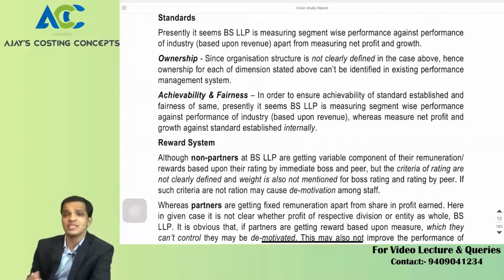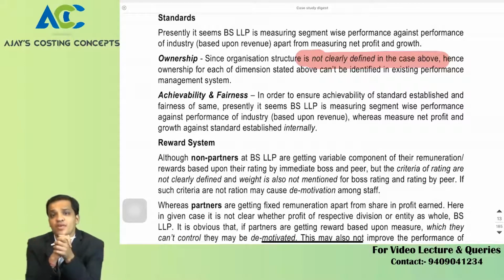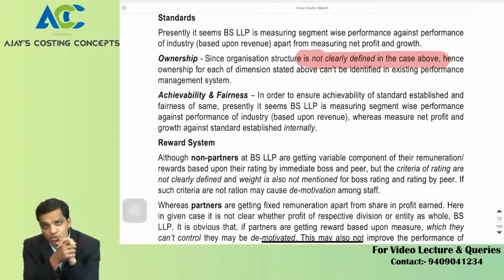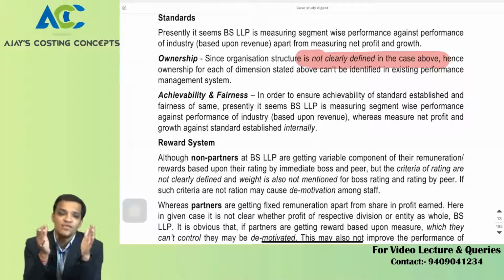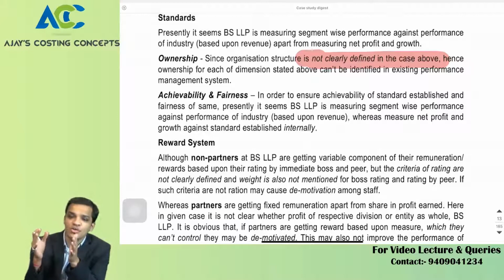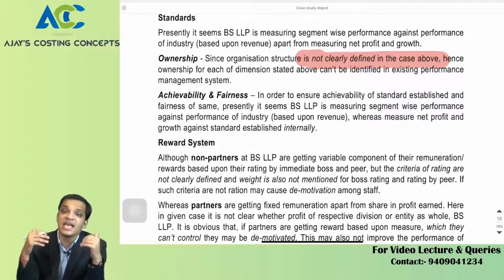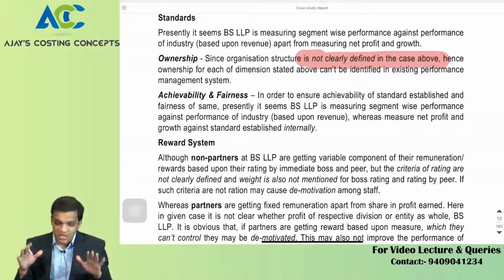Ownership. Since the organization is not clearly defined in the above case, hence ownership of each of the dimensions above can't be identified. You cannot identify what the ownership is, right? It is simply given as partners, and then we have those who are non-partners. But do we have a specific area ownership? Like for example, in a chartered accountancy firm, if one partner is looking after audit, one partner is looking after GST, one partner is looking after direct taxes, one partner is looking after banking segments, they should be given the ownership of those specific areas. Their areas or their responsibility should be of those specific areas. That is not mentioned in this question.